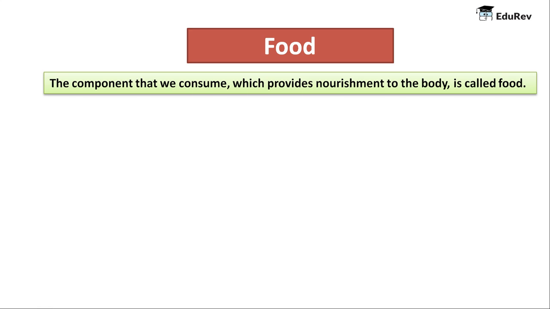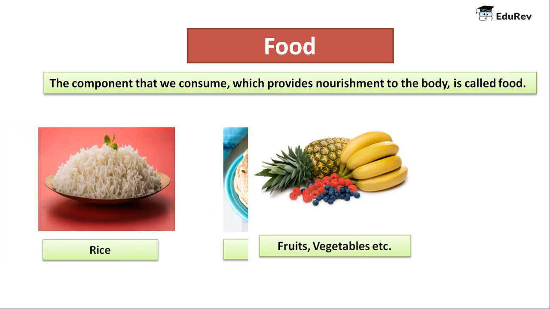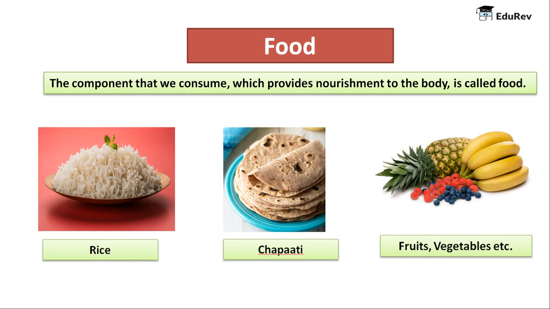What is food? Anything that can be consumed is called a food. Here comes the formal definition of a food. The component that we consume which provides nourishment to the body is called food. What are the examples of food? Rice, chapati, fruits, vegetables, milk, pizza, burger, meat, eggs, and many things. Anything which can be consumed is called a food.